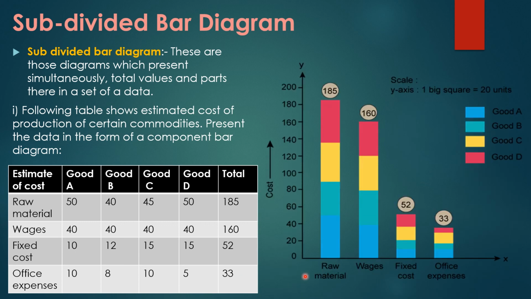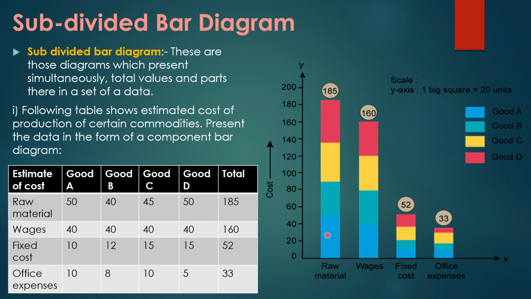In the subdivided bar diagram, most importantly, on the x-axis we are presenting the estimate of cost, and on the y-axis we are presenting cost. The next important thing: as we have done the totaling over here, the whole bar will represent the total first. So first we will make one complete bar of 185, and then we are going to divide it into the different estimates or different costs.